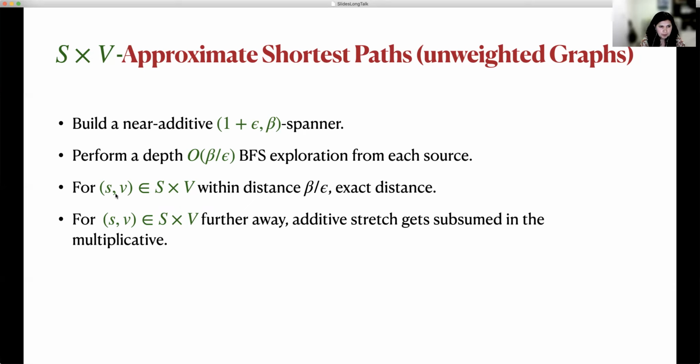For each pair s, v in S cross V which are within distance beta over epsilon, we get the exact distance. If there is a pair s, v in S cross V which is further away, then the additive stretch that we get is subsumed in the multiplicative stretch, and we get a multiplicative stretch of 1 plus order of epsilon.